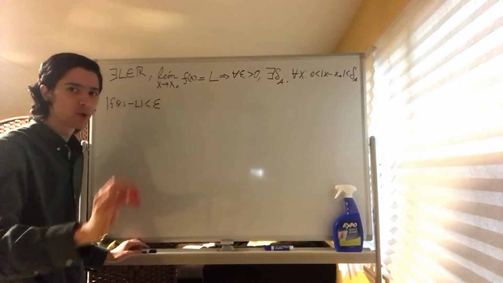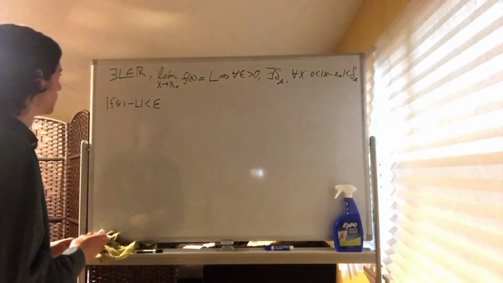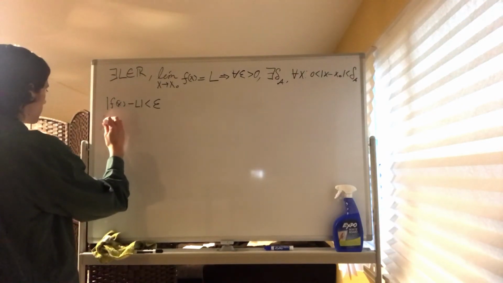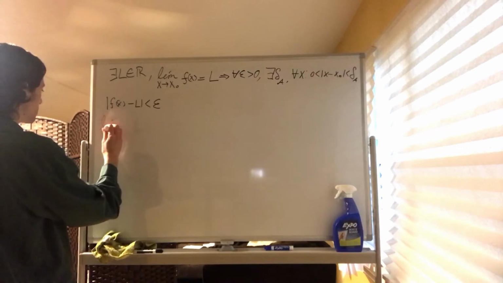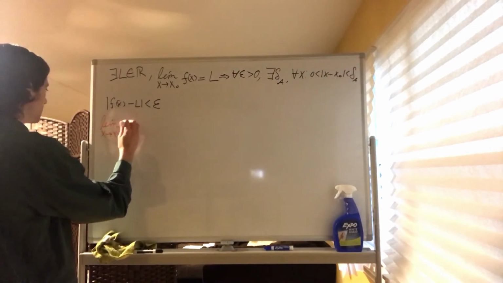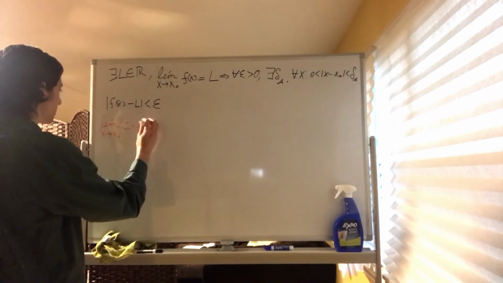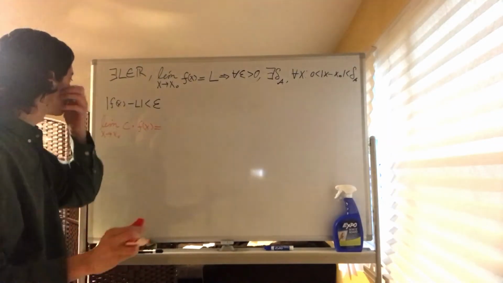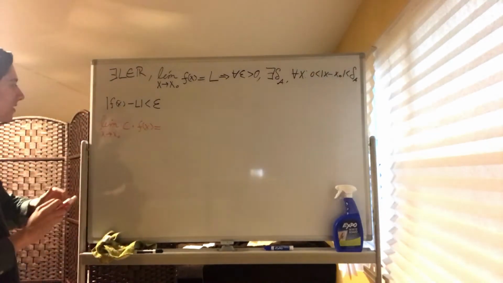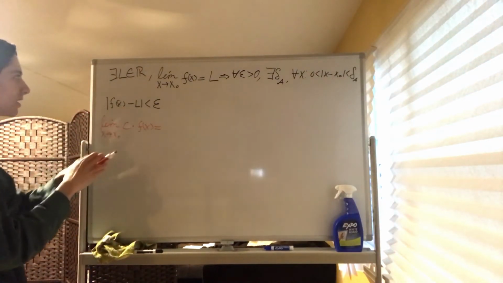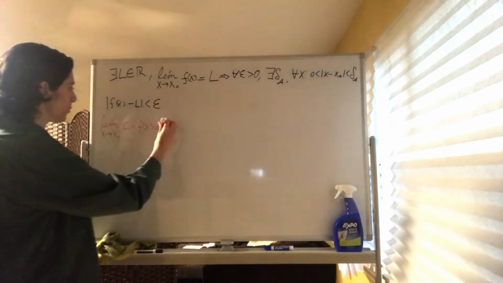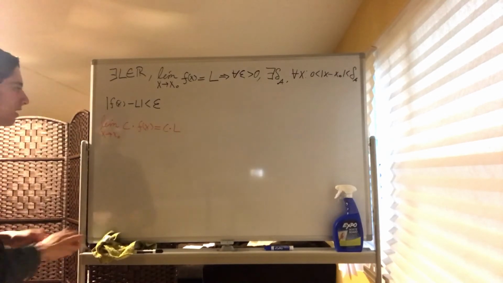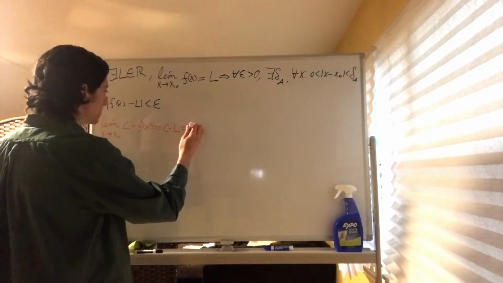And what we want to prove is the following: the limit as x approaches x naught of c times f of x is equal to what? If we're trying to prove that we can pull this constant out, then that would be our constant times the limit, which is L. So therefore, it would be c times L. And so we can show what this implies.